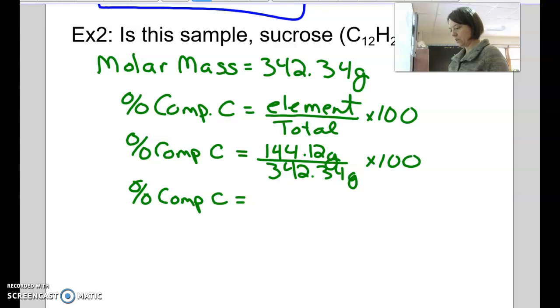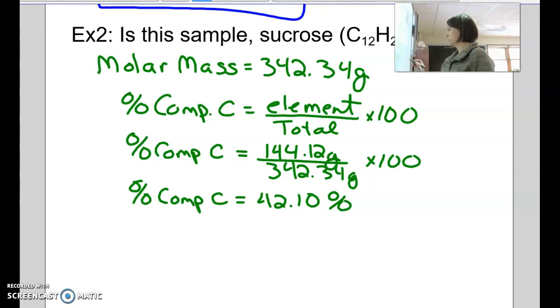Times 100, 42.098, so that would round up to 42.1%. Okay, so this is something we've done before, so I would like you to figure out the percent composition of hydrogen and then of oxygen.